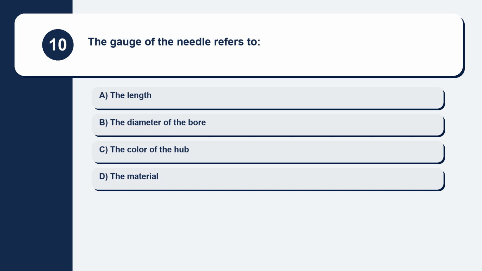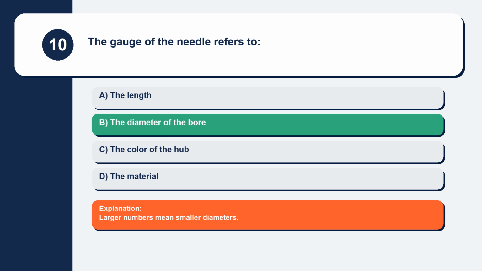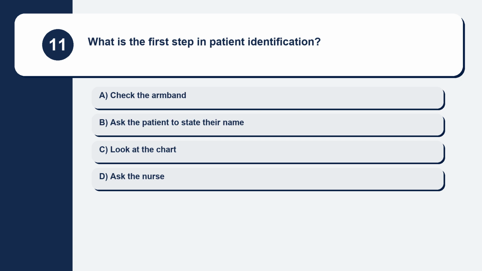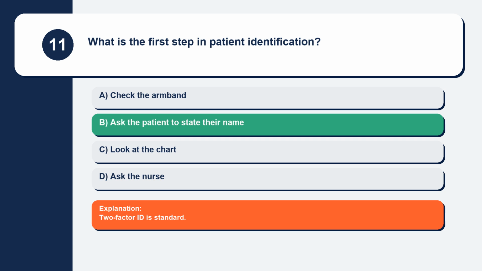Question 10. The gauge of the needle refers to the length, the diameter of the bore, the color of the hub, the material. Larger numbers mean smaller diameters. Question 11. What is the first step in patient identification? Check the armband. Ask the patient to state their name. Look at the chart. Ask the nurse. Two-factor ID is standard.